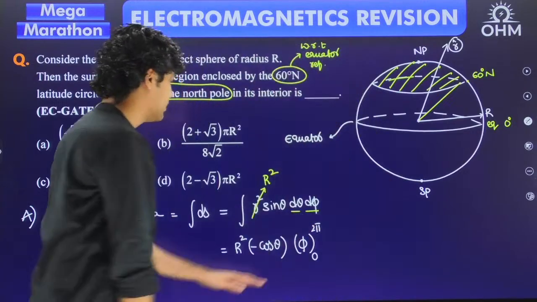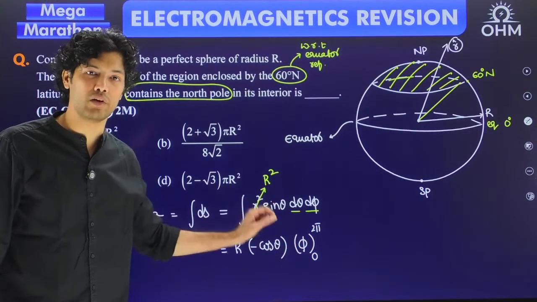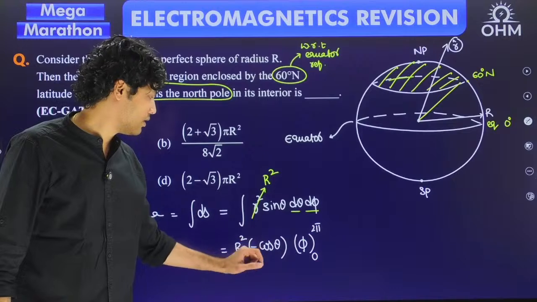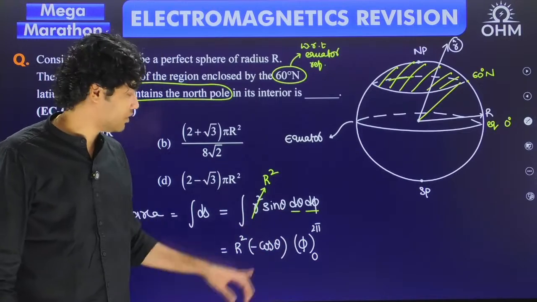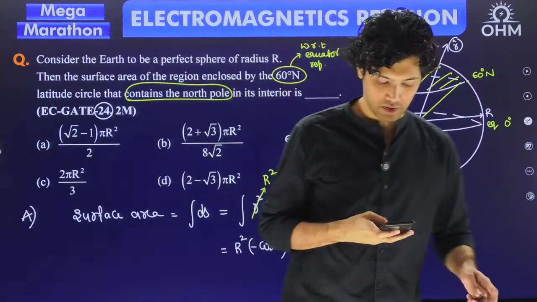Nowhere in the question do you have this information, but it is implied. That is the reason why the ranges of coordinate variables are very important. Next, what are the limits for theta? What is the limit for theta? Anyone? I want this answer from you. Tell me what is the limit for theta?